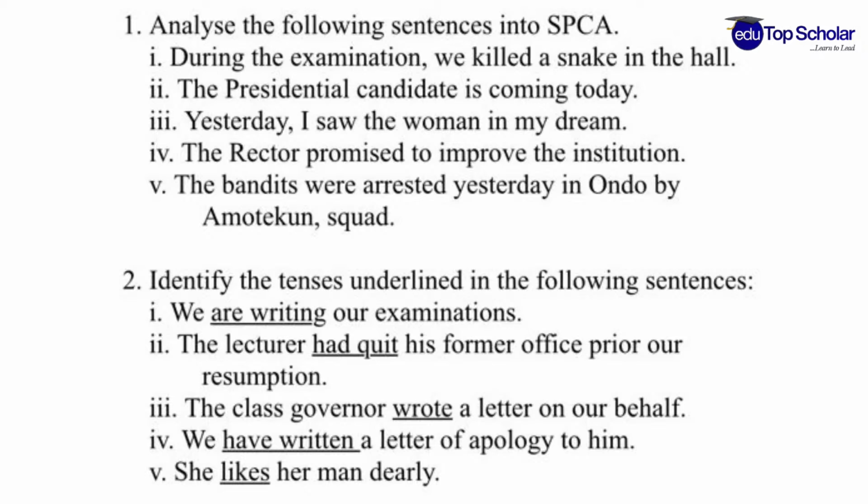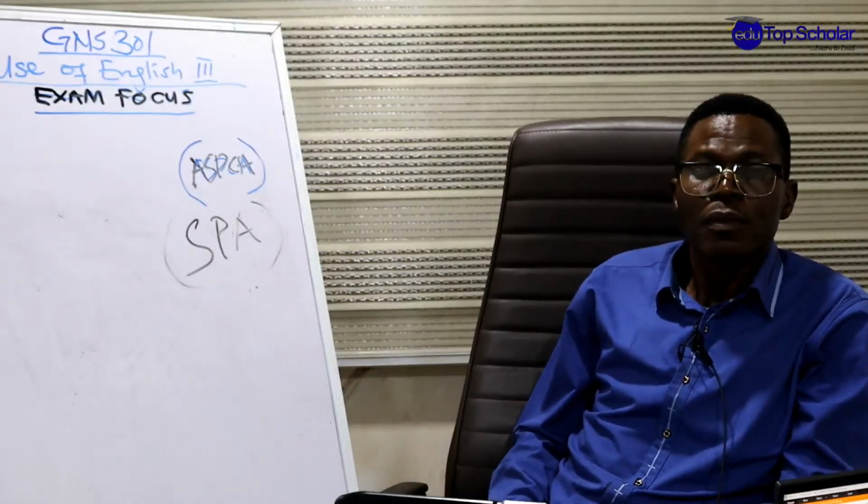She likes her man dearly. It's different from when you say something like, she is eating noodles. She is eating noodles. That is present continuous. But if you say she likes noodles, that is simple present tense. Because it's a habit, it has become a habit for that person. She likes. So it's simple present tense. So that is all for the second part of section A.